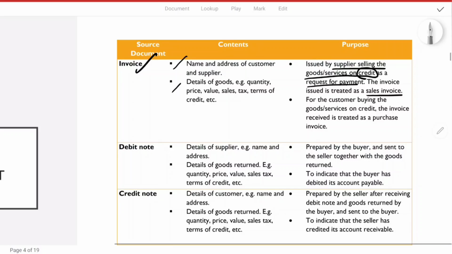For the customer that buys the goods or services on credit, the invoice received is treated as a purchase invoice. The same invoice is considered a sales invoice on behalf of the seller, but on behalf of the customer it is treated as a purchase invoice. So the seller is going to record the customer as trade receivable, while the customer is going to record the seller as trade payable.